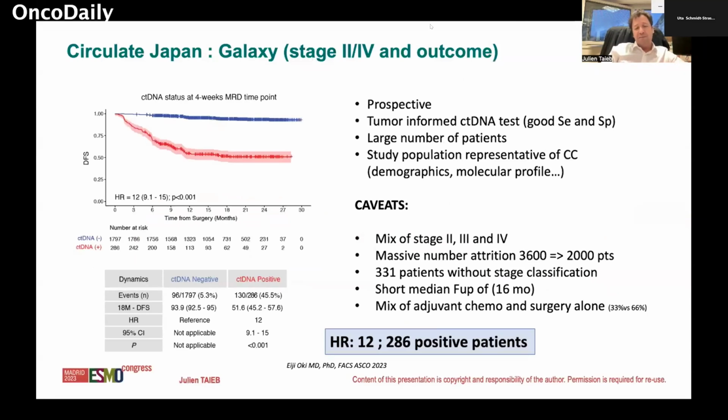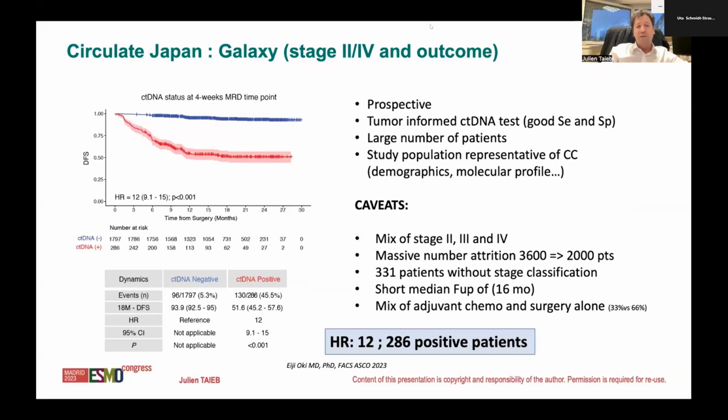The problem of these first studies, as I told you, is that the numbers were small, and we had recently, due to our friends of Japan and the team of Eiji Oki, Dr. Nakamura, Dr. Yoshino, Dr. Endo, very nice results showing in thousands of patients that ctDNA is a super good prognosticator.